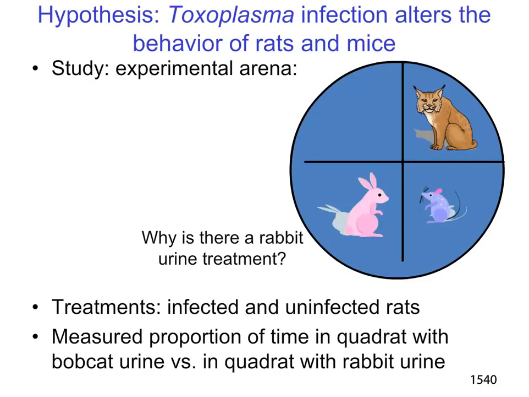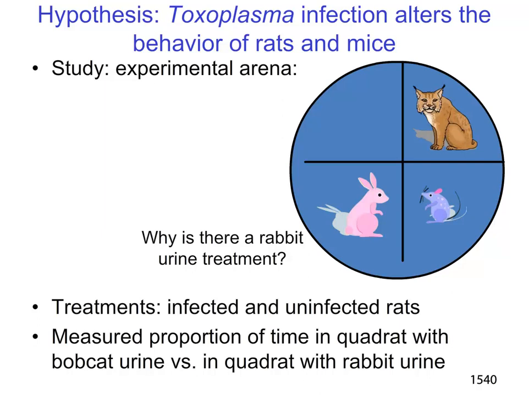Oh, I forgot to talk about the study, by the way, where they found that this actually alters the behavior of mice. And so they had an experimental area where they divvied up into 4 different areas. And so they had a treatment of infected and uninfected rats. They treated these different areas with urine. So they had rabbit urine, a control, cat urine, and let the mice kind of pick out where they were going to be. So what they did was they measured the proportion of time in the quadrat with the bobcat urine versus the quadrat with the rabbit urine.